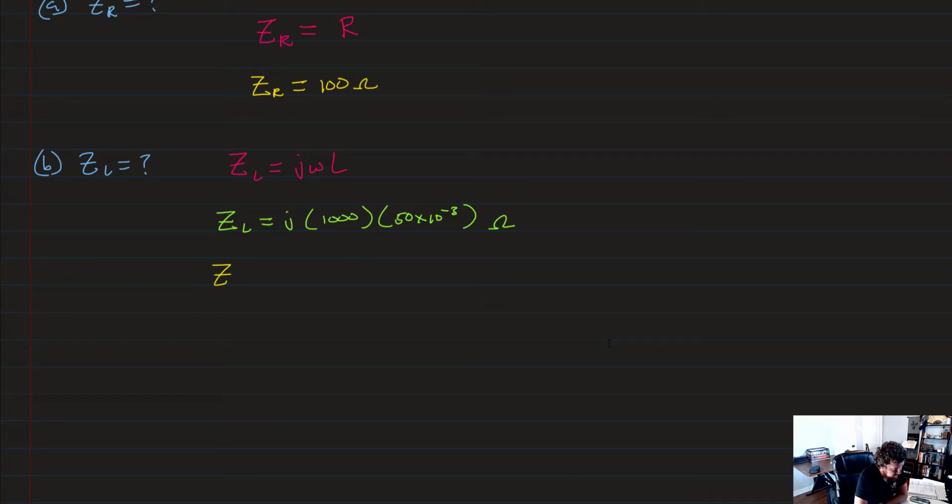And we'll calculate our final answer here. Z sub L is equal to J. 1000 times 50 times 10 to the negative third is just equal to 50. So J, 50 ohms.